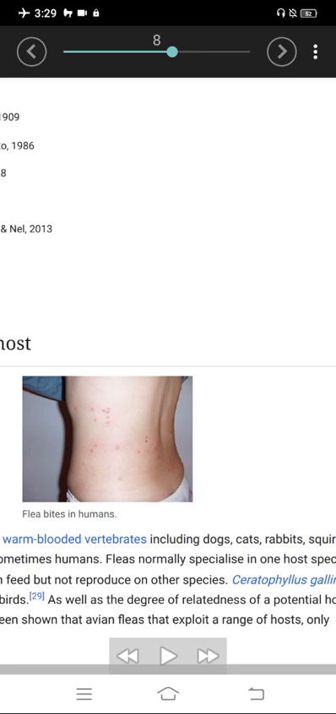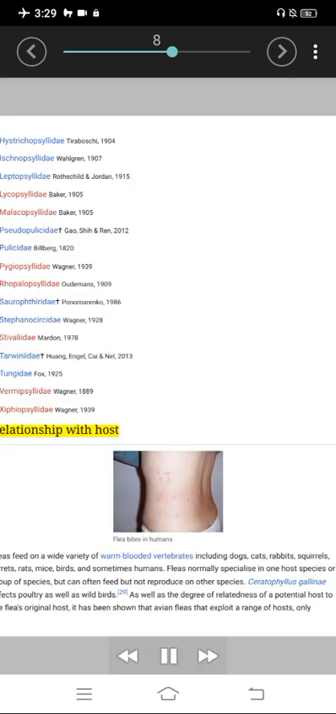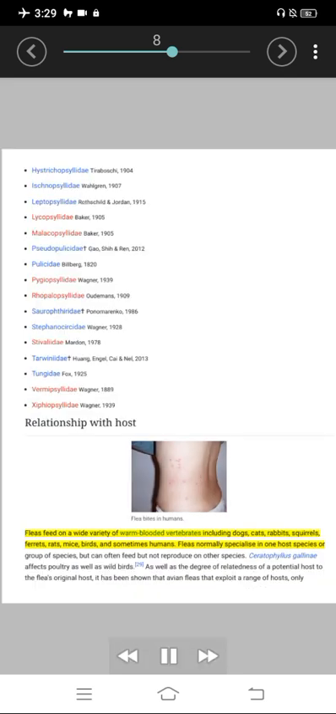Relationship with host. Flea bites in humans. Fleas feed on a wide variety of warm-blooded vertebrates including dogs, cats, rabbits, squirrels, ferrets, rats, mice, birds, and sometimes humans. Fleas normally specialize in one host species or group of species, but can often feed but not reproduce on other species. Ceratophyllus gallinae affects poultry as well as wild birds.